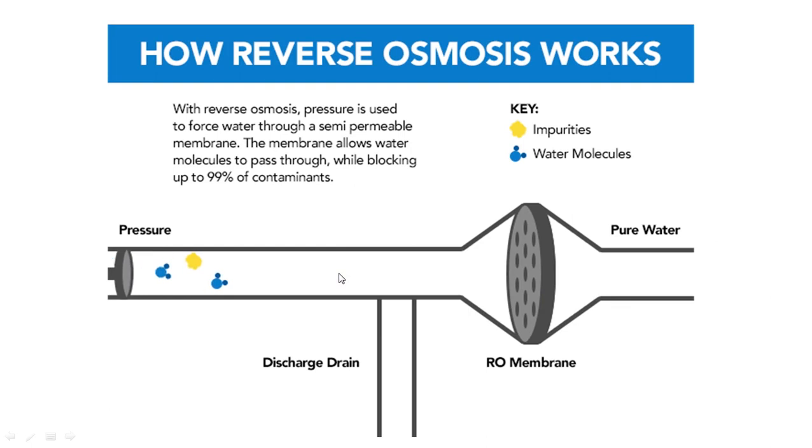So this is how reverse osmosis works. The blue are the required water molecules, and yellow shows the impurities. This is the semi-permeable membrane, and this is the discharge drain. The highly concentrated water that has a high TDS value is discharged to the drain.